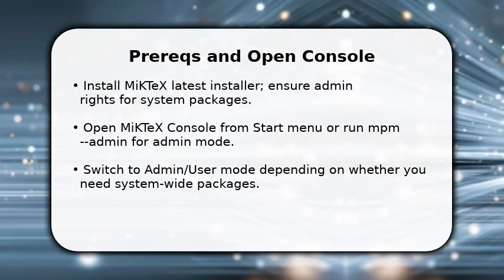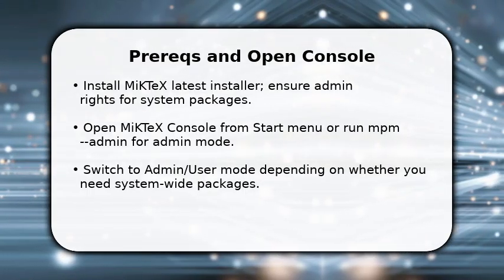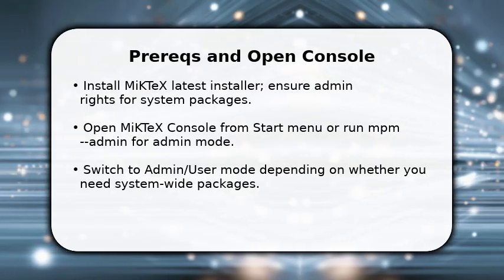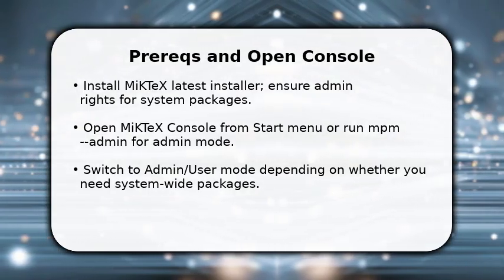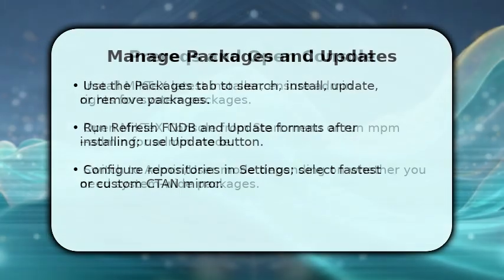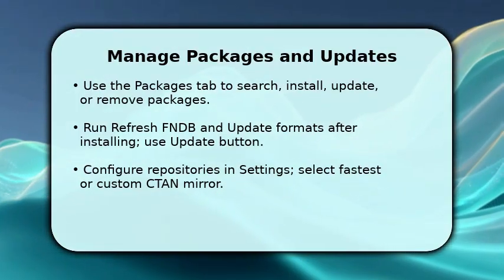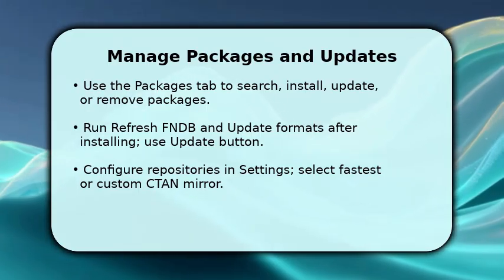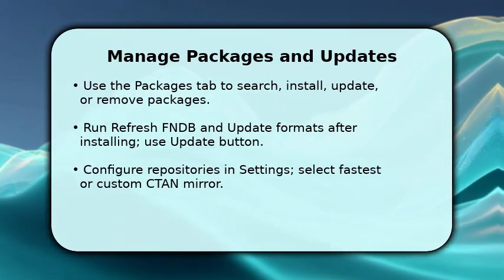This avoids partial updates. You're beginning package control at the console, which is the only way we'll manage installs, updates, and settings in this workflow. Once the console is ready, go to Packages and search for the package name you need. Click Install and watch the status column.